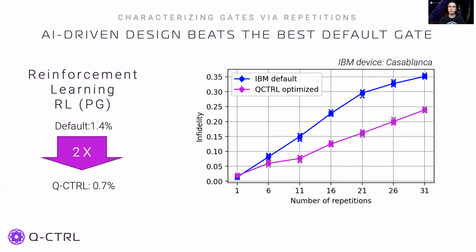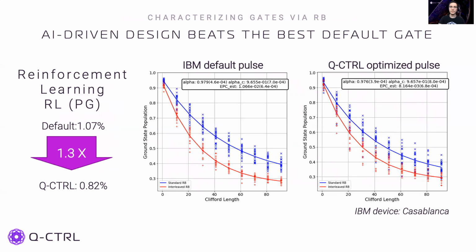We evaluate the pulse obtained from the optimization process with a repetition test and compare it with the default pulse provided by IBM. In blue is the infidelity of the default pulse for a variable number of repetitions, and in purple is the infidelity of the Q-CTRL optimized pulse. The average error per gate of the optimized pulse is twice as low as the one for the default pulse.